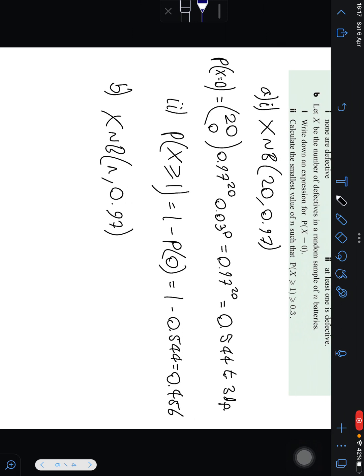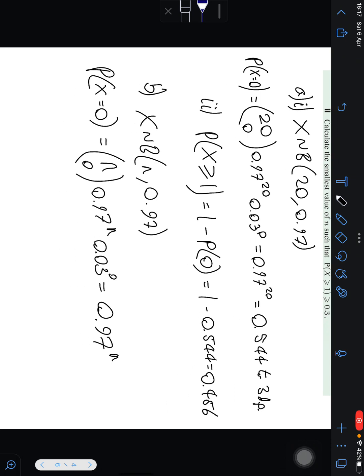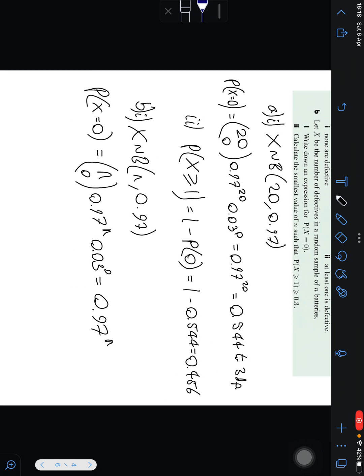So write down an expression for P of x equals 0. That means that P of x equals 0 in our case here is going to be n choose 0 of 0.97 to the power of n, and then 0.03 to the power of 0 because there's no defective ones, which is the same as 0.97 to the power of n. Part II.